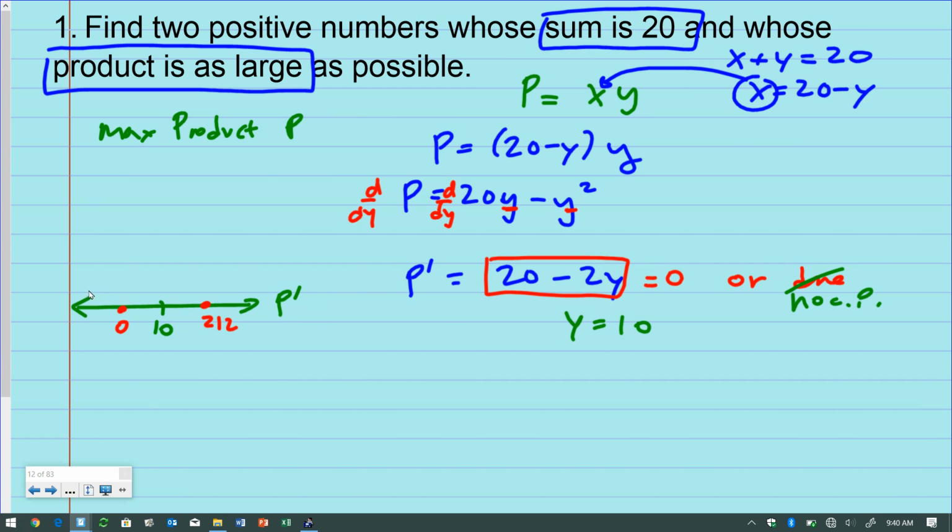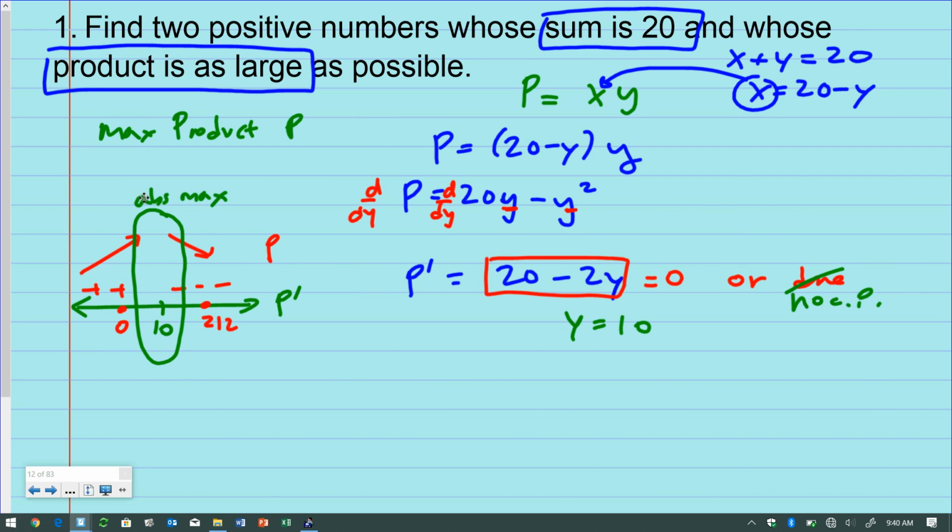If you plug in 0, do you get a positive or negative? If you plug in 212, do you get a positive or negative? All right, so this will be increasing, decreasing. If this is my f prime graph, then this is my f graph. Does that make sense? This is what my P graph looks like. So what's happening at P? I will have only one critical point. To the left of that critical point, my slope is always positive. To the right of that critical point, my slope is always negative. So what's happening here? An absolute max.